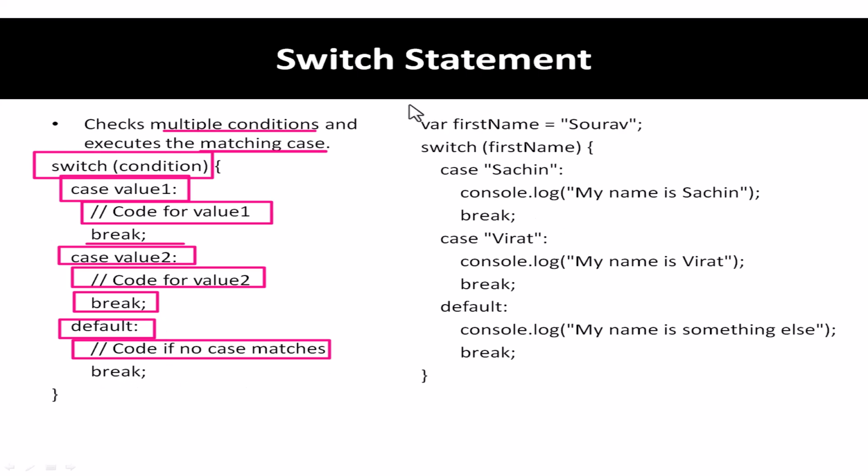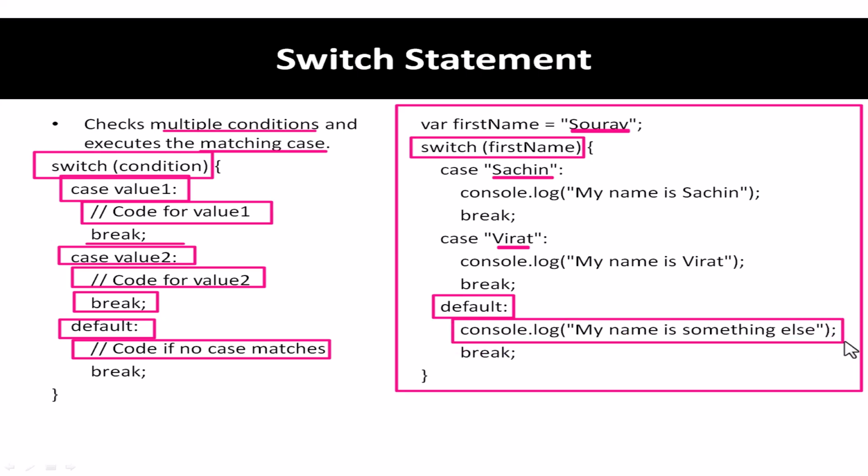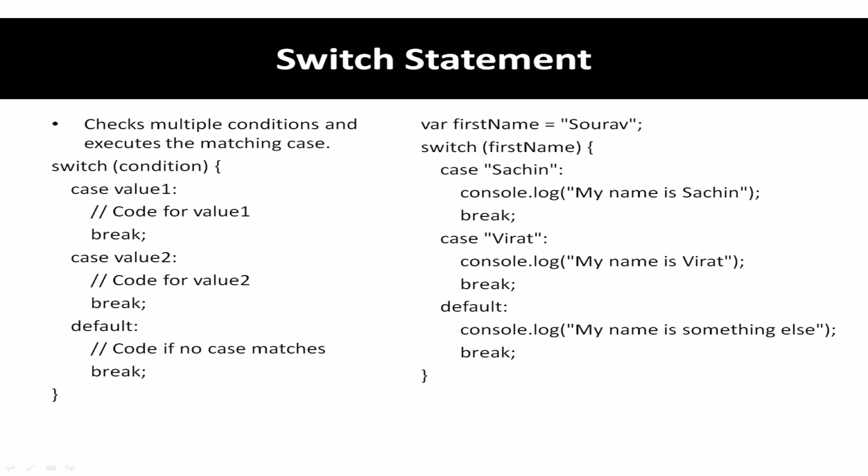Here we have an example, Saurav. The first name is Saurav. Now we are going to check the switch condition on first name. Case Sachin: here it is going to check whether Sachin is the first name, but the given name is Saurav, so this case will not be executed. Next case is Virat. The given name is Saurav, so Virat will fail. So now the default case will be executed, and the name is something else. Like that, we are going to execute the switch statement.